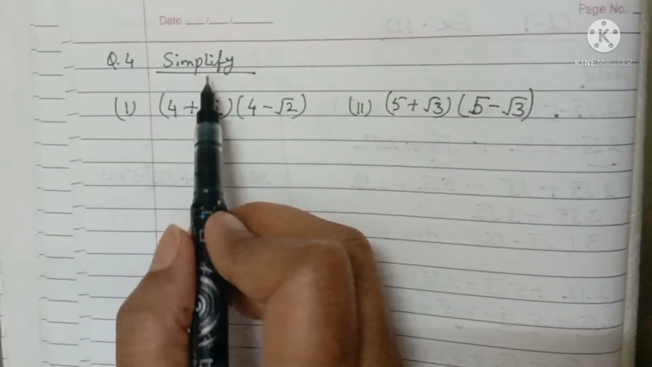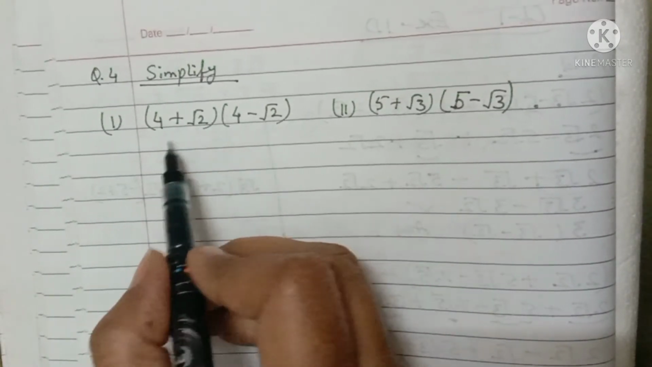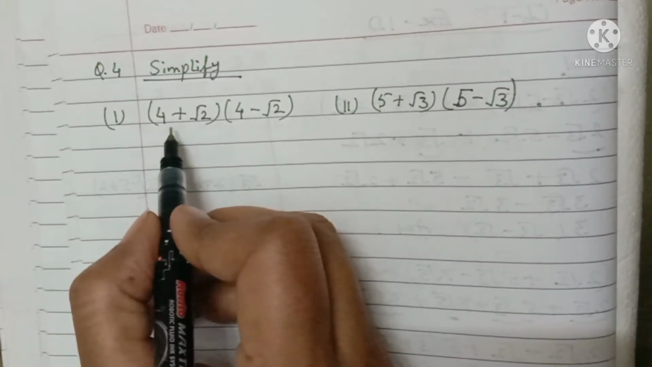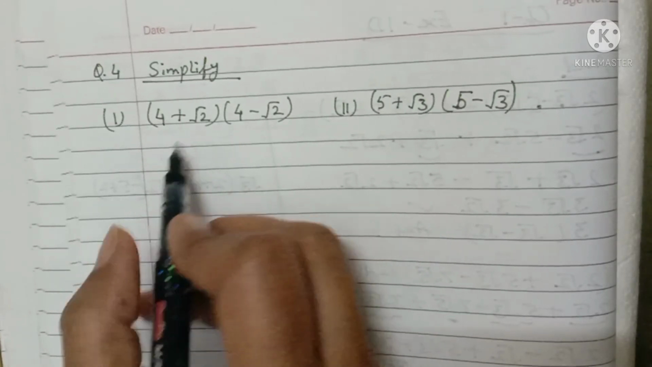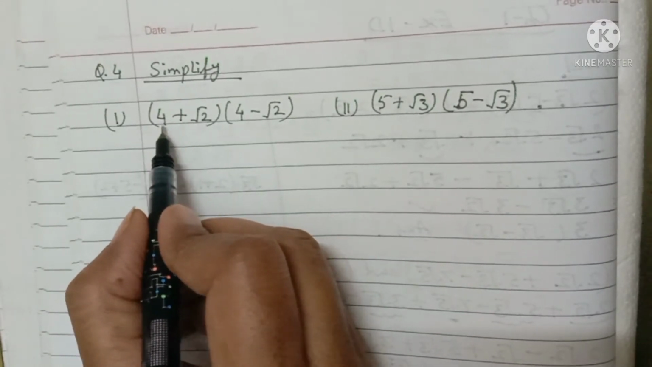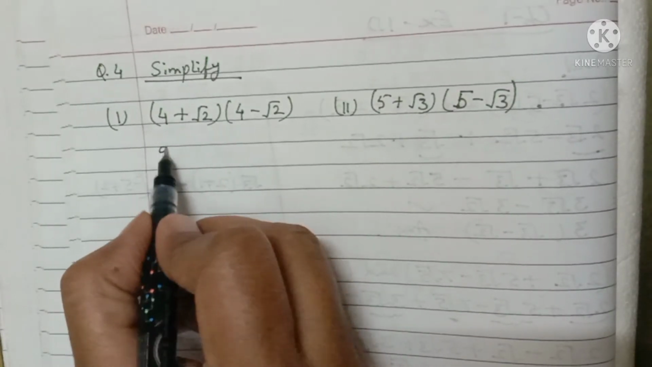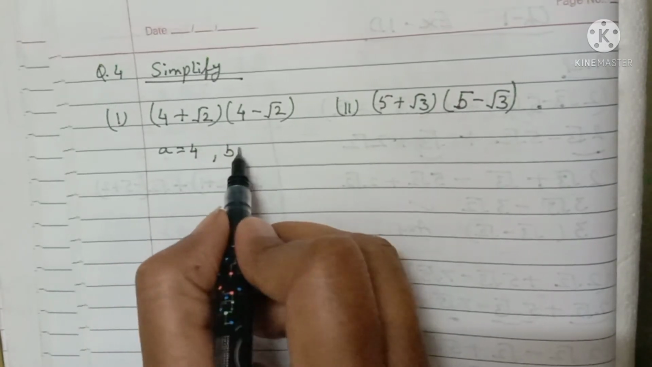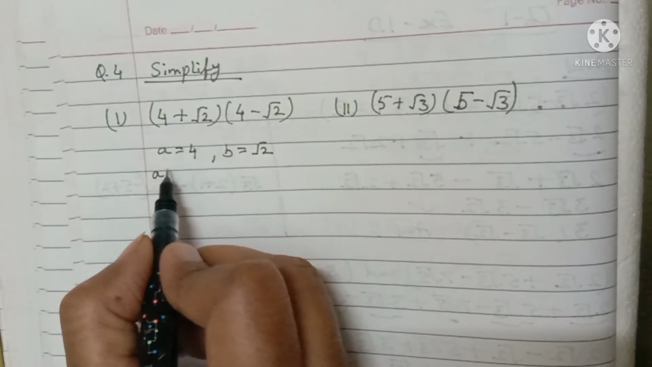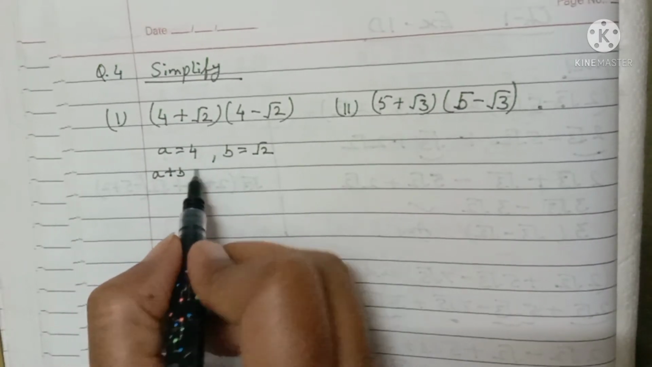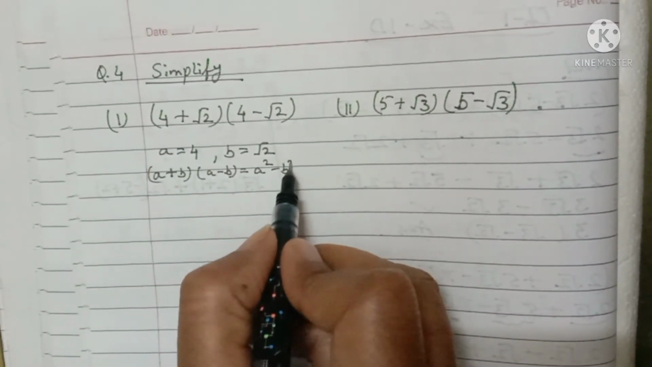The question number 4, simplify. 4 plus root 2, 4 minus root 2. This is in the form of a plus b and a minus b. What is the formula of a plus b and a minus b? A square minus b square. So using that identity, here a is 4 and b is under root 2. A is equal to 4 and b is equal to under root 2. So using the identity, a plus b and a minus b is equal to a square minus b square.